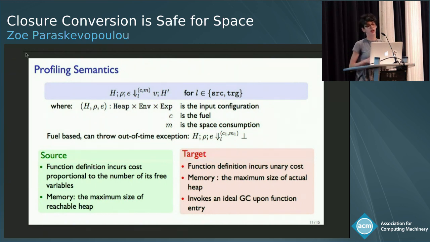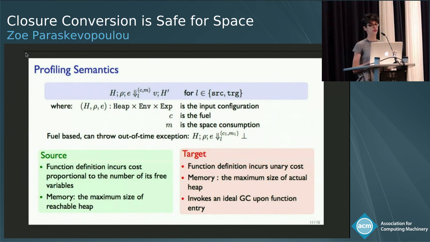So in the source, the time cost model is almost the same as the target. The only difference is that in the source, function definition incurs cost proportional to the number of its free variables to account for implicit environment creation, whereas in the target, functions are closed and closure environments are explicitly constructed by the code, so function definition incurs generic cost. So our space cost model changes a bit between the source and target.